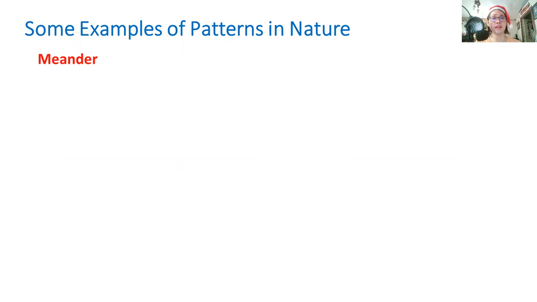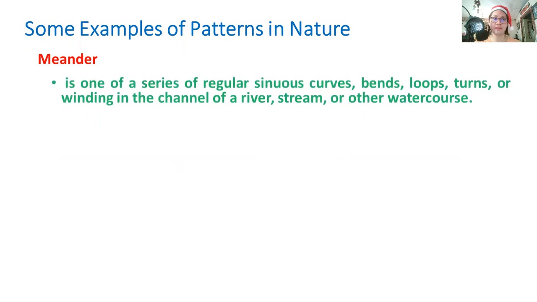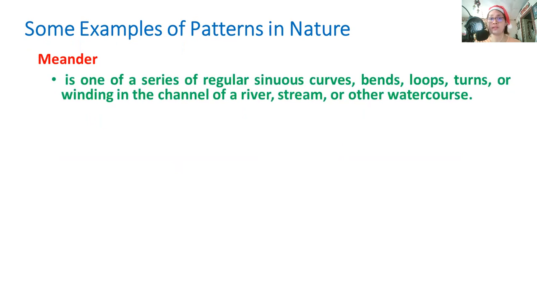Another pattern in nature that we have here is the meander. A meander is one of a series of regular sinuous curves, bends, loops, turns, or windings in the channel of a river, stream, or other water course.